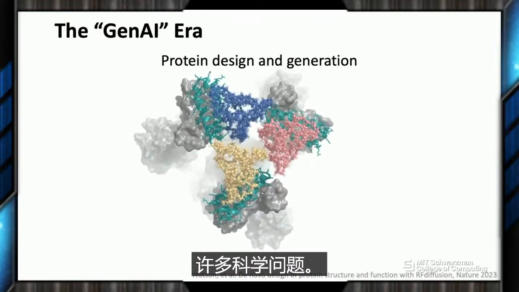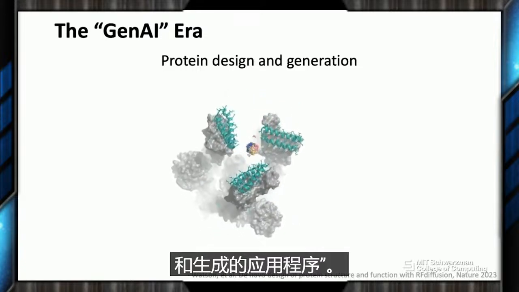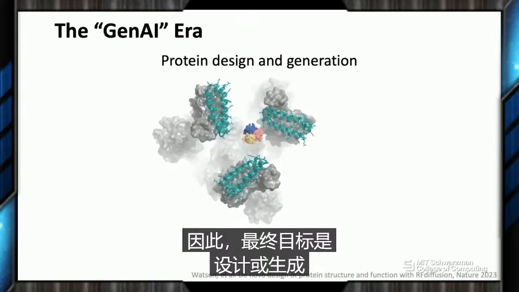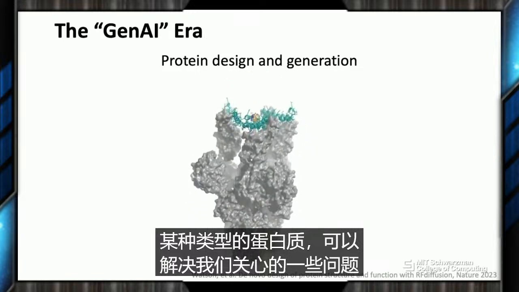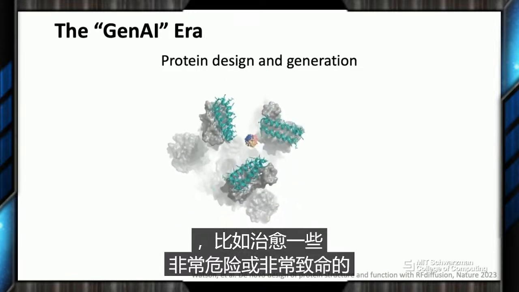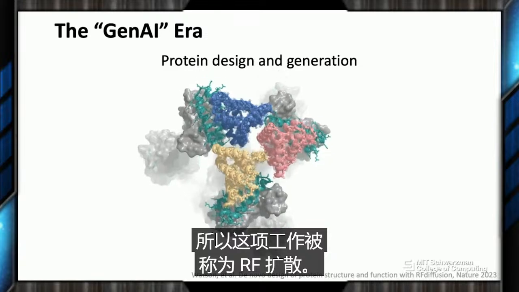So it's more than that. It's more than just computer science. Actually, generative models have been used in many scientific problems. This is an application called protein design and generation. The ultimate goal is to design or generate some type of proteins that can solve some problems that we care about, let's say cure some very dangerous, very fatal diseases. This work is called RF diffusion. It's actually part of the work of the Nobel Prize winner this year. And there are many other scientific problems that can benefit from generative modeling.